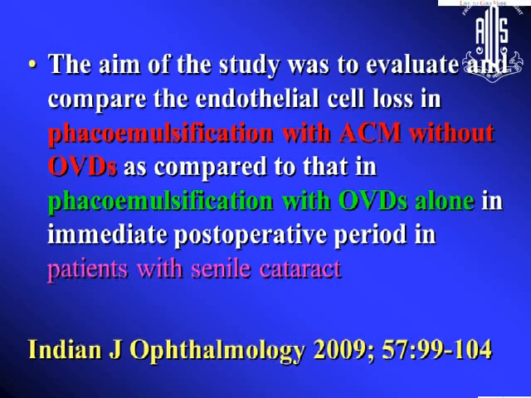Correct? Then P-I-C, you got it. O, outcome. What outcome measure are you going to study? Yes. Endothelial cell loss. That is fantastic. So endothelial cell loss. And then finally T, the time frame. Yes, fantastic. Now, immediate post-operative period. So it means you know that it's not a long-term study, not 6 months, not 1 year. This may be 1 week, or 4 weeks, something like that. So not a long-term study.